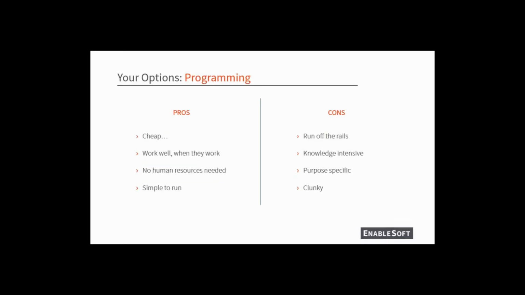Programming, again, we talked about macros and VBA scripts. Pros here, you can automate things on the cheap, right? If you've got a fairly competent IT team in-house who can write in VBA, or they can create a macro for you, that cost is already sunk, and chances are you can develop some kind of automated solution to automate these processes for you. They work well when they work. No human resources needed. Again, it's a program. It works programmatically without human intervention. And in a lot of cases, they're simple to run.